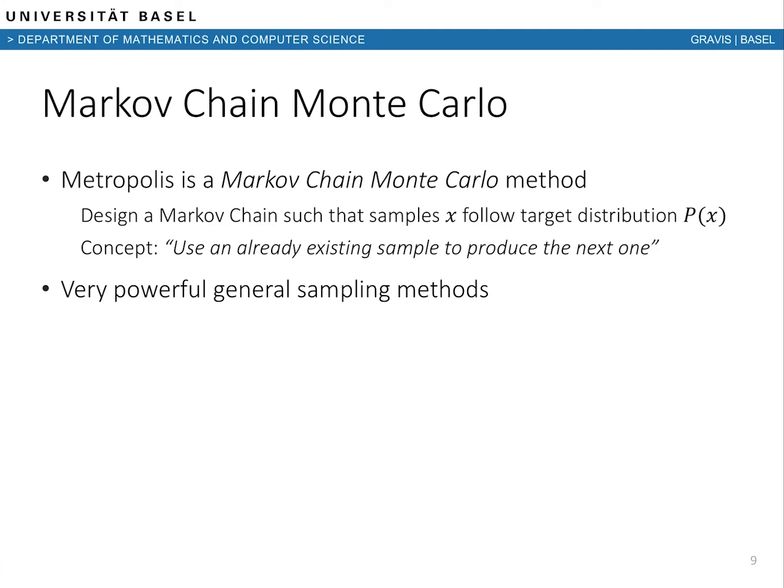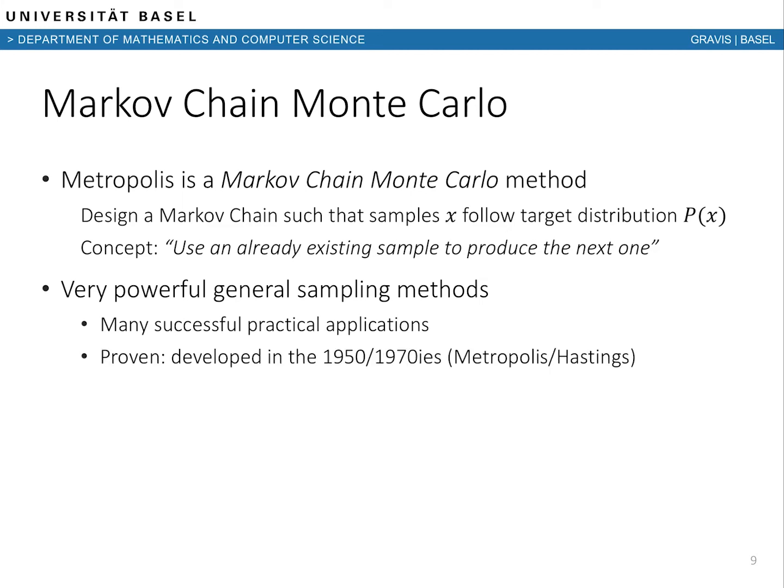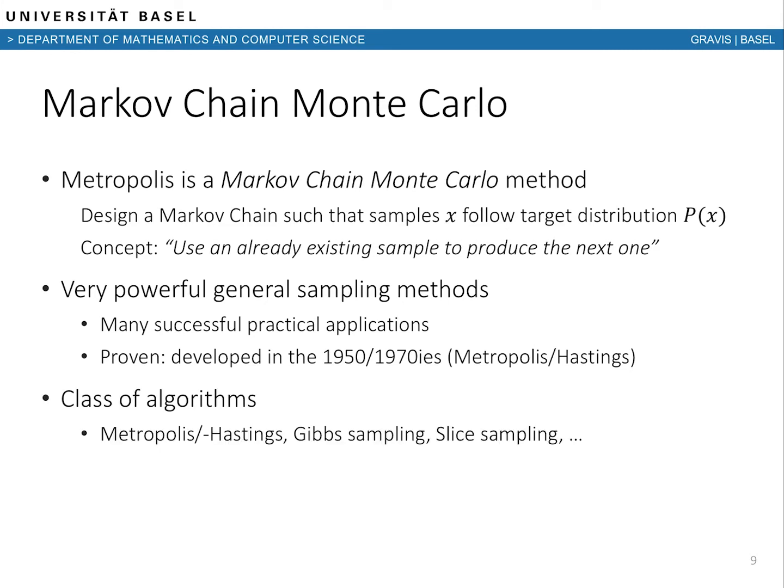They are very powerful, general sampling methods, with successful practical applications in almost all fields where statistics and probability theory are important. And they have a rich history. They were developed already in the 1950s. It is a whole class of algorithms, so not only our Metropolis algorithm, but also Gibbs sampling, slice sampling, and a lot more.